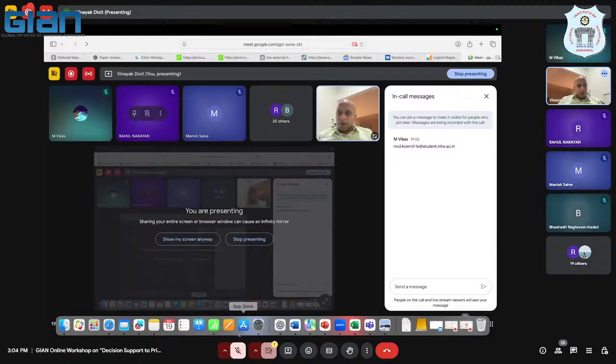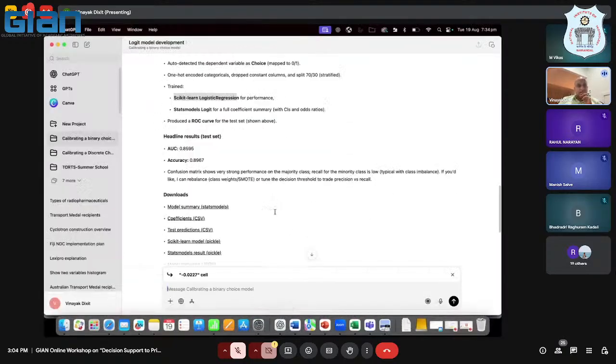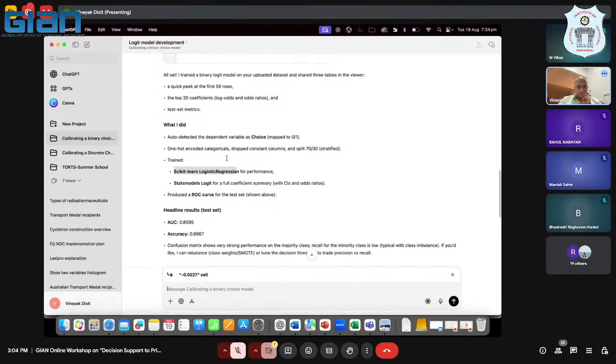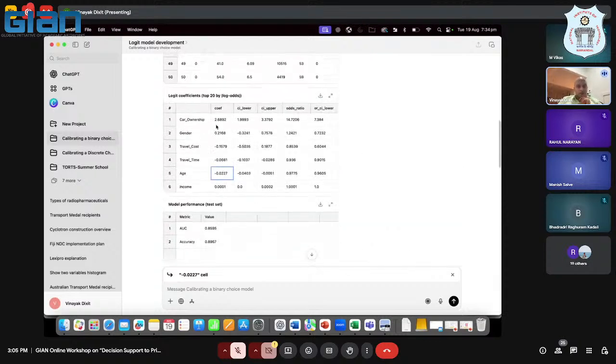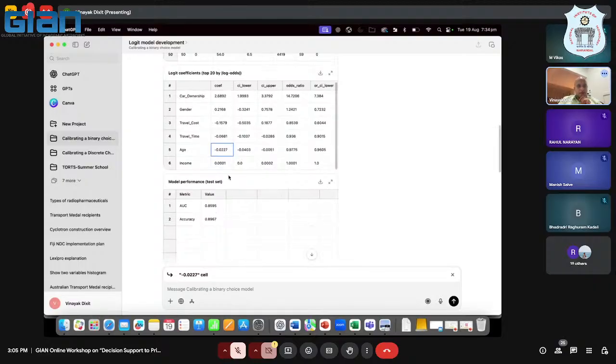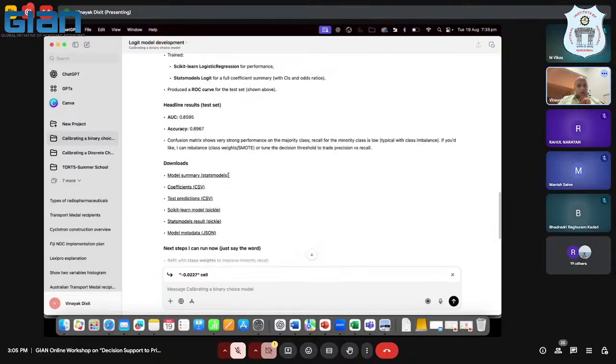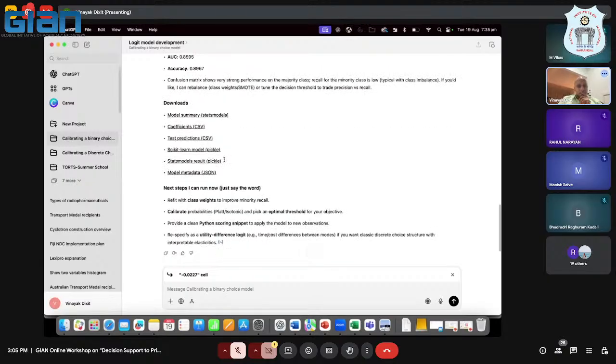A good thing about this is it's literally telling you what it has done, and then it used statsmodels Logit for creating the full coefficient summary, which was this. This is the coefficient summary. And this is telling you what the R squares are, etc. Right?